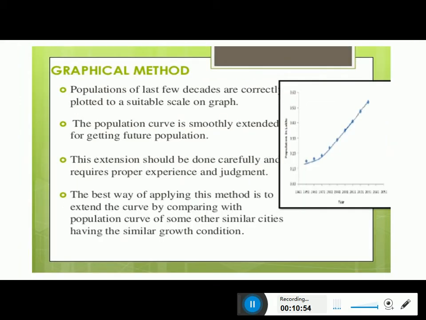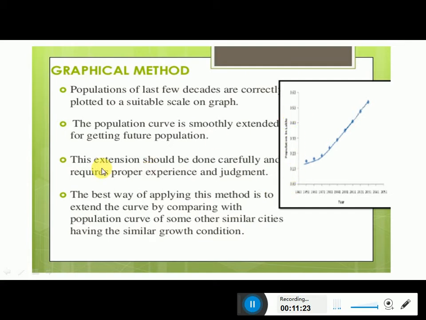Next we have the graphical method. This method is suitable for cities which have a constant growth pattern. Here the population of a few decades is plotted on the x-axis and population growth on the y-axis. The x-axis gives you the incremental increase in the population over the years, and y is the population in numbers.